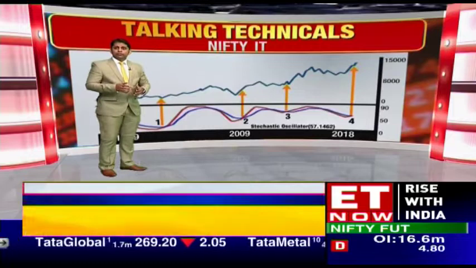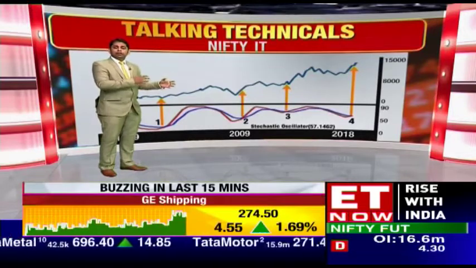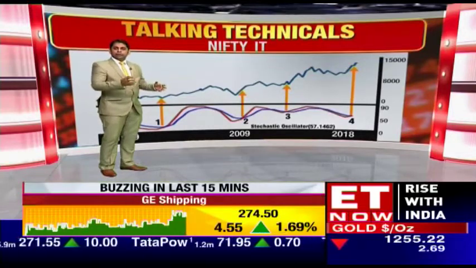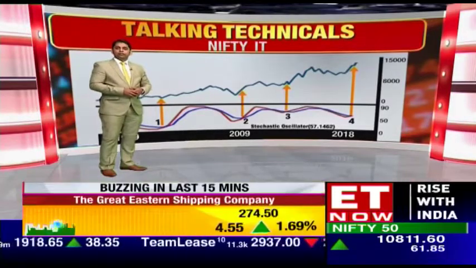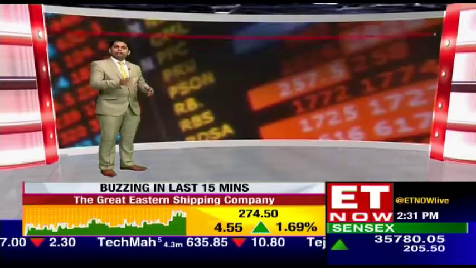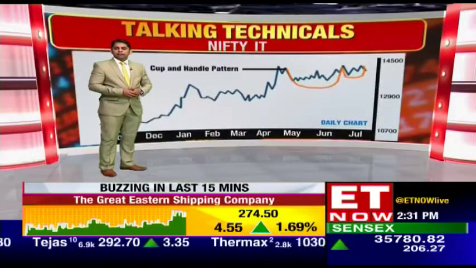Point number 4 is where we are currently on the monthly charts for Nifty IT, which is why I believe that on a long-term basis there is a very strong case that all the large-cap IT stocks as well as a few mid-cap names should continue to outperform and even continue the rally which they have seen in the last few months.